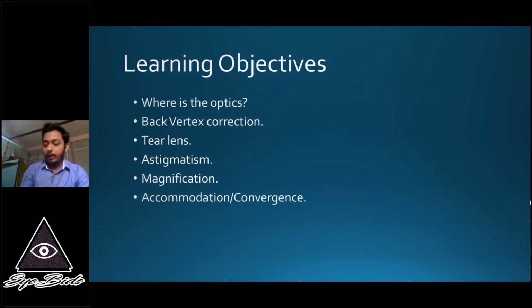What we will discuss today is the vertex distance correction. I think all of you who are from third year, or interns, or have already passed, know this. We're going to discuss the vertex distance correction, then a little bit of tear lens, astigmatism, and magnification. This is very important. And also accommodation and convergence: what happens during accommodation and convergence when we use contact lenses.